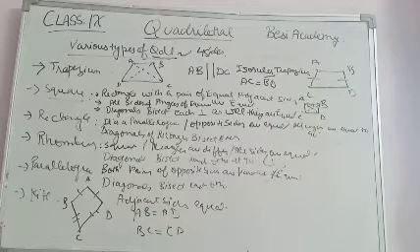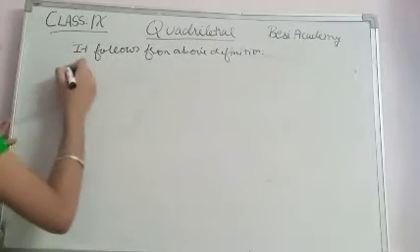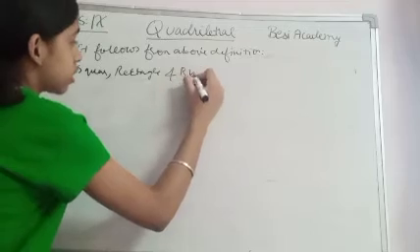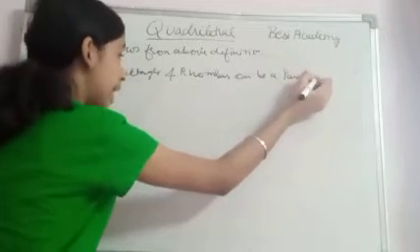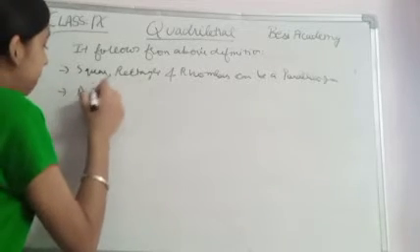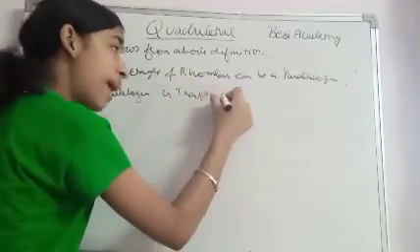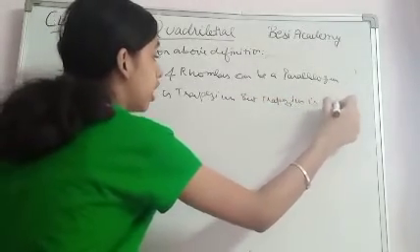There are some important things related to these definitions. The definitions told by me earlier, there are some important things which I want to talk with you about. A square, rectangle and rhombus can be a parallelogram. This is the first important thing. A parallelogram is a trapezium, but a trapezium is not a parallelogram.